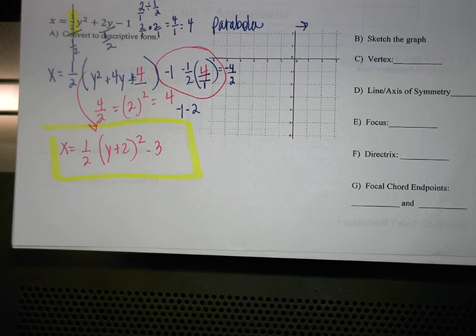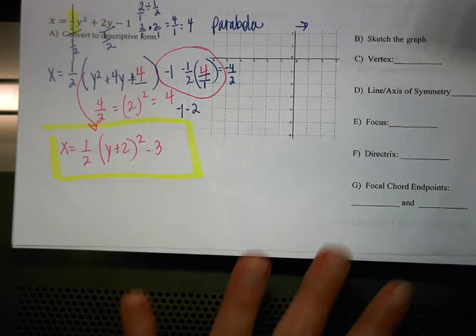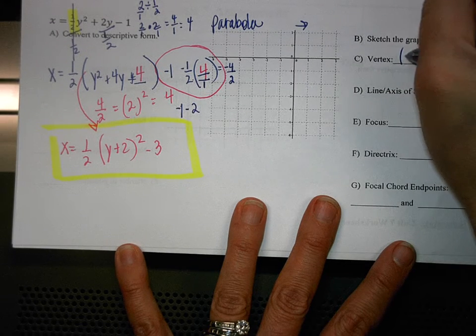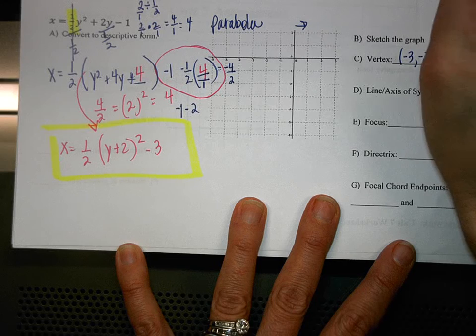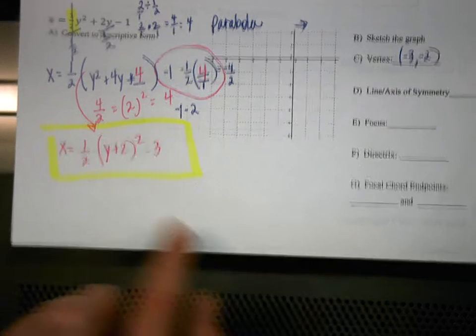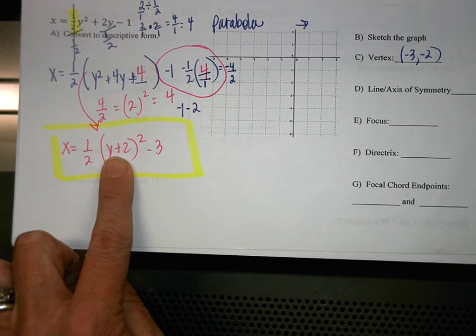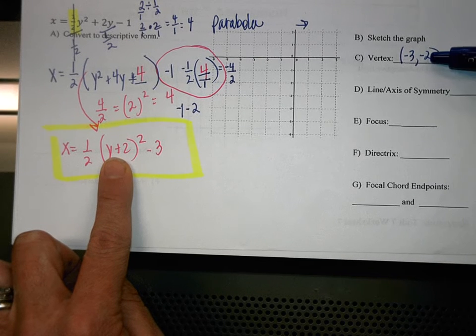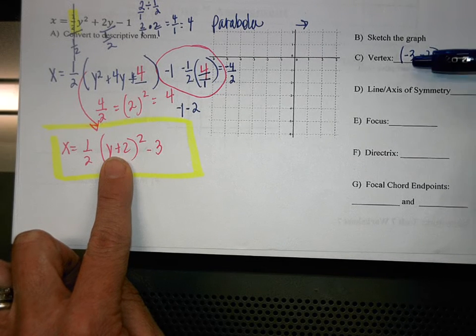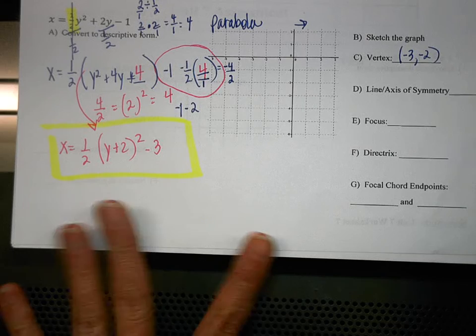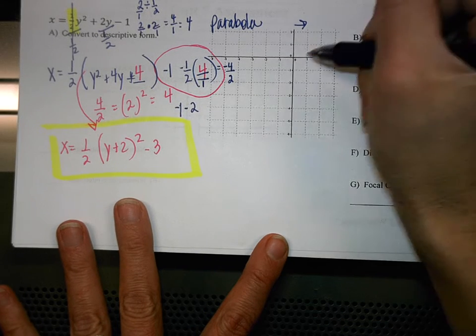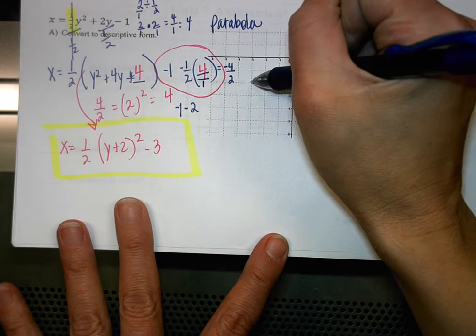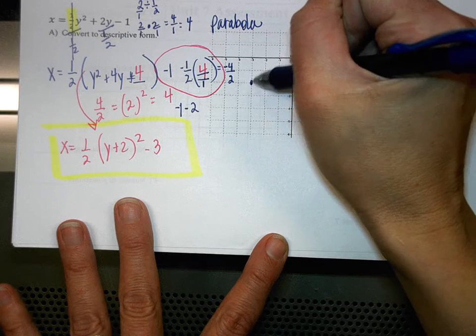What is my vertex? Very good. Negative 3, negative 2. We know it's that way because we set y plus 2 equal to 0. We get y equals negative 2, so the negative 2 goes in the y spot and the other number goes in the x. Let's plot that. Negative 3, negative 2, and that is our vertex.